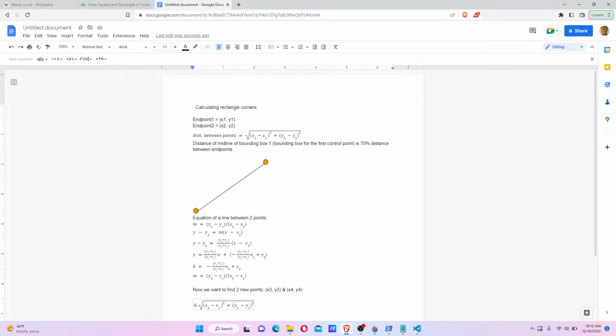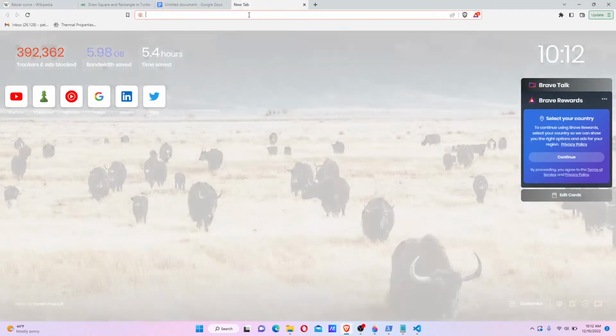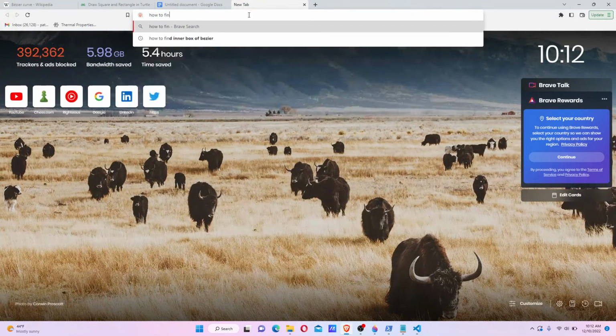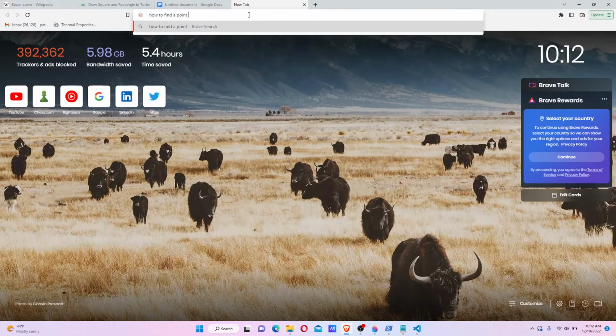How to find a point that lies on a line segment.